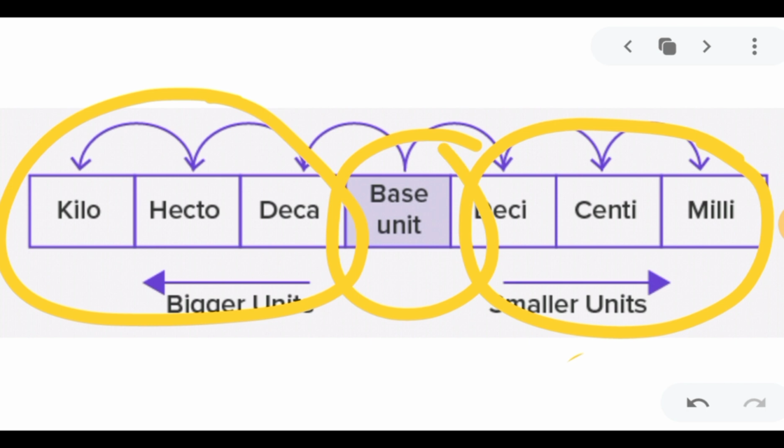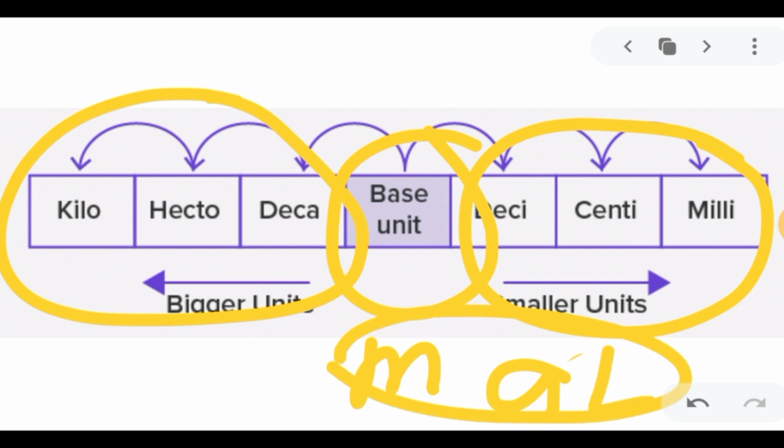And the base unit can be either meter for length, or gram, or liter. Then this base unit here is the one that will attach to the prefixes. It will serve as the suffix of the prefixes here for the measurement or for the unit. Okay?